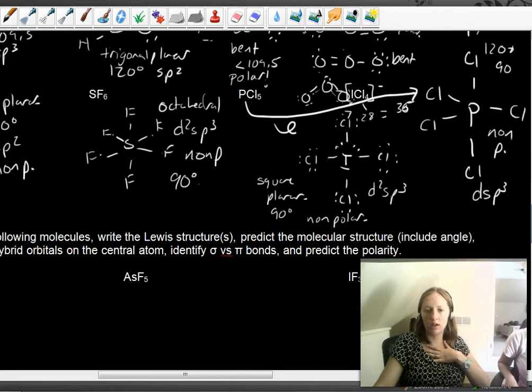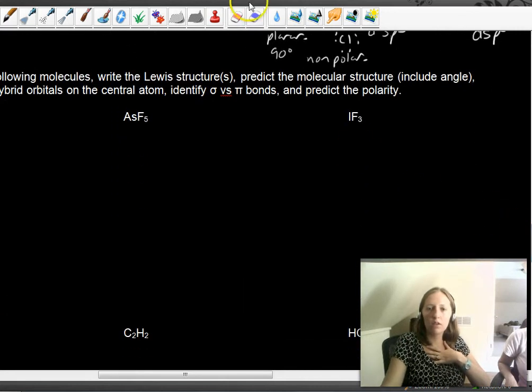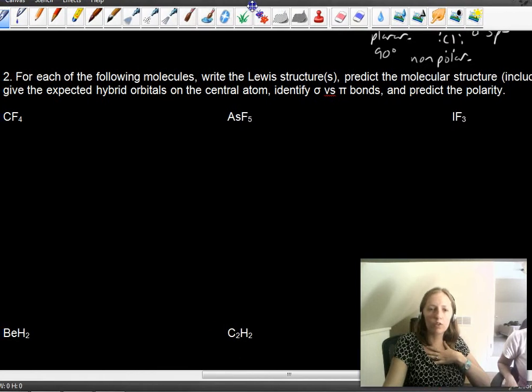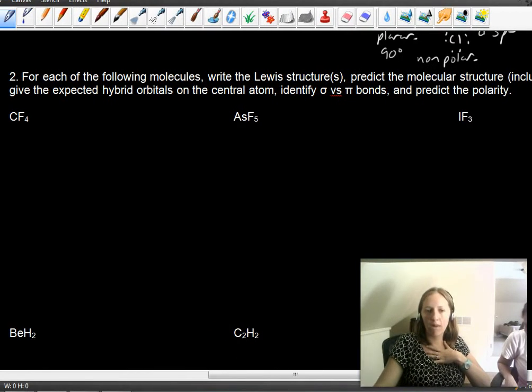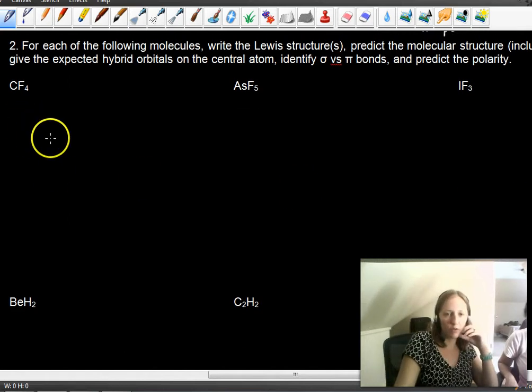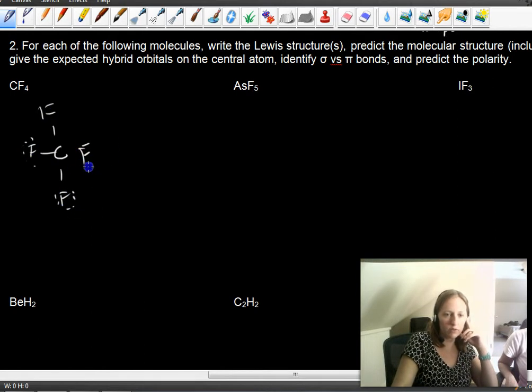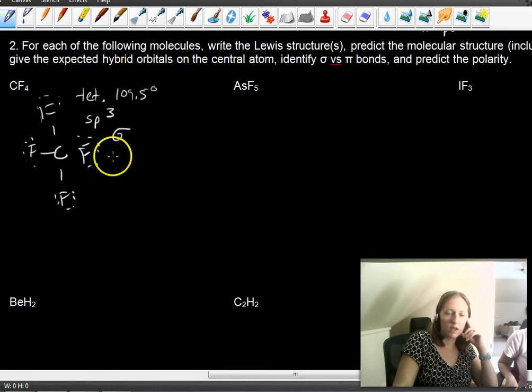Yay! All right. And the end, we're doing more of the same, pretty much. I made you do hybridization on number 2. I should have done it on number 1. Shame on me. All right, CF4. Again, you've got dots. That's tetrahedral, and that's 109.5 degrees. That's SP3, and they're all sigma bonds, and it is nonpolar.